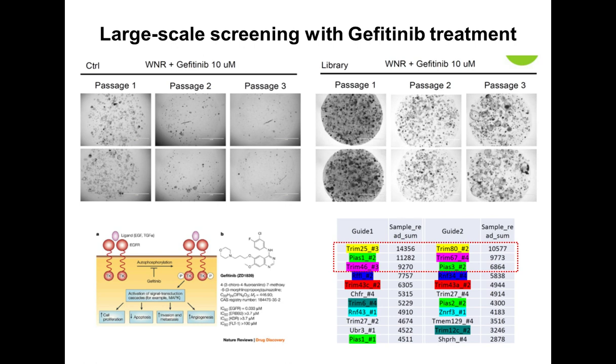kinase activity of EGFR. With the gefitinib, if you treat the normal organoid, within 3 passages there is no organoid surviving. Whereas after we introduced the E3 ligase RING domain library into the organoid, we were able to see many surviving organoids in passage 3, meaning that there are clearly some surviving organoids with gRNAs. So we then checked the next generation sequencing, and these are the 3 top candidates.